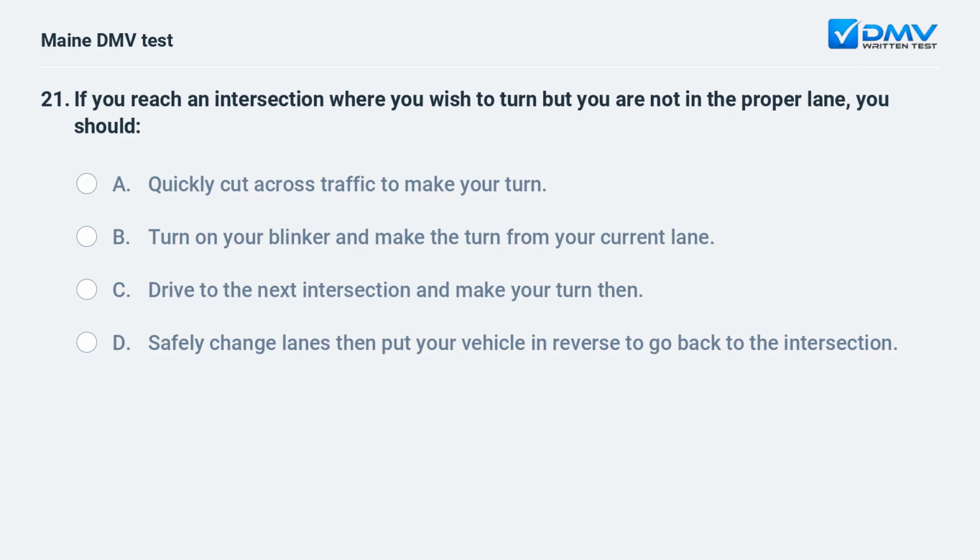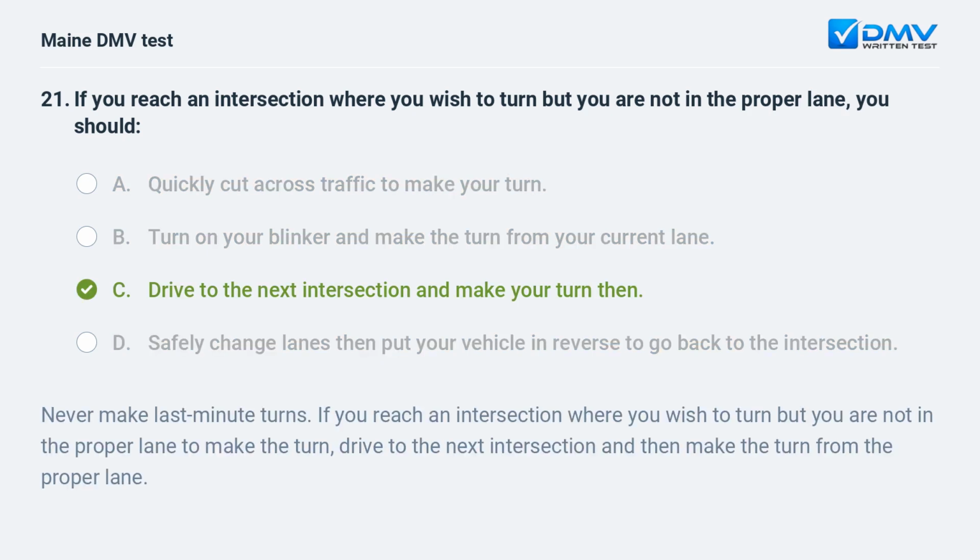If you reach an intersection where you wish to turn but you are not in the proper lane, you should A. Quickly cut across traffic to make your turn. B. Turn on your blinker and make the turn from your current lane. C. Drive to the next intersection and make your turn then. D. Safely change lanes, then put your vehicle in reverse to go back to the intersection. C. Drive to the next intersection and make your turn then. Never make last-minute turns. If you reach an intersection where you wish to turn but you are not in the proper lane to make the turn, drive to the next intersection and then make the turn from the proper lane.